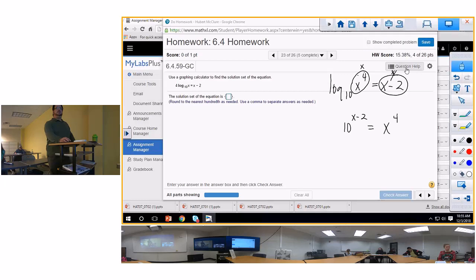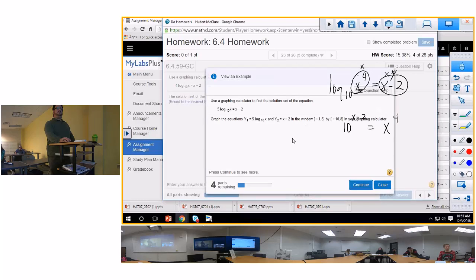Let me see what they want you to do. Do they want you to use the change of base formula? I just guessed the answer. Oh, they want you to just graph both of them and see where they intersect. Okay, I'm sorry. I was making it harder than it was.